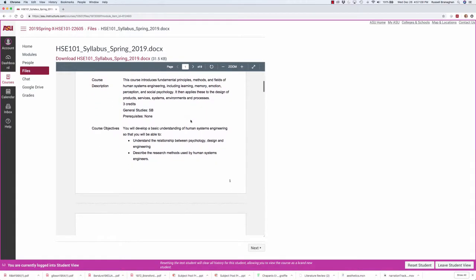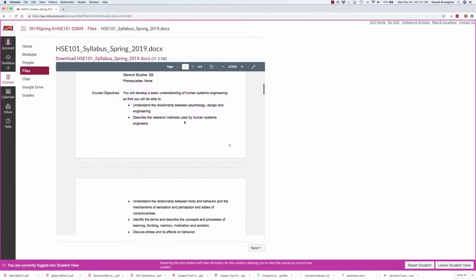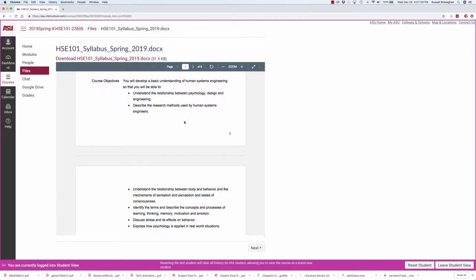Here's the course description. It introduces the fundamentals, principles of methods in human systems engineering, or what we often call HSE. This includes human learning, memory, decision-making, emotion, and so forth, and how we apply that to design of products and processes. So, as you go through this class, you'll be learning an awful lot about human psychology and how that applies to the design of products, as well as processes and other things.